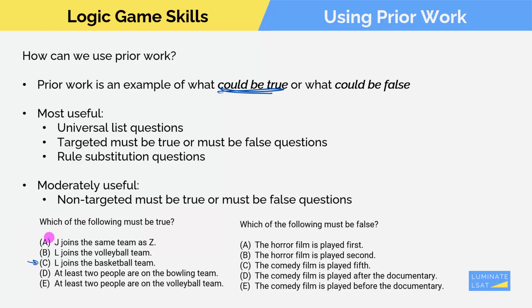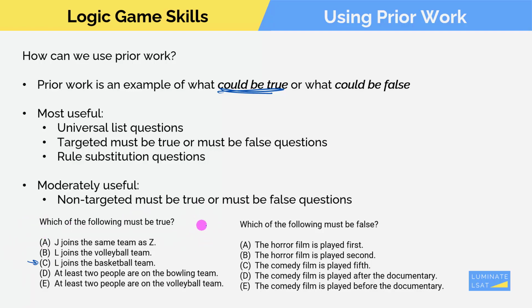If I'm having trouble evaluating the answers, or I can't quite tell based on scanning through what must be true or what must be false based on an inference, that's when I know that prior work can often help in eliminating 1 or 2 answer choices. And sometimes, if we're lucky, more than that.